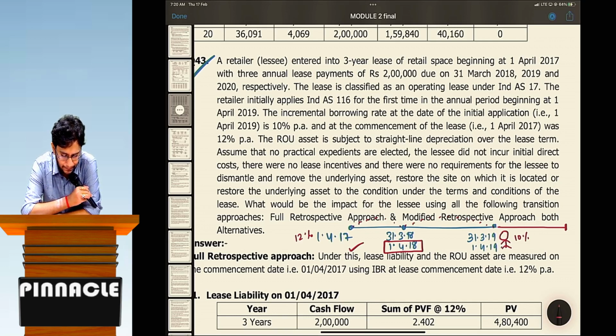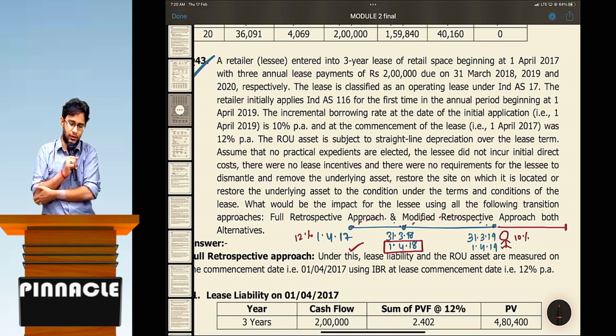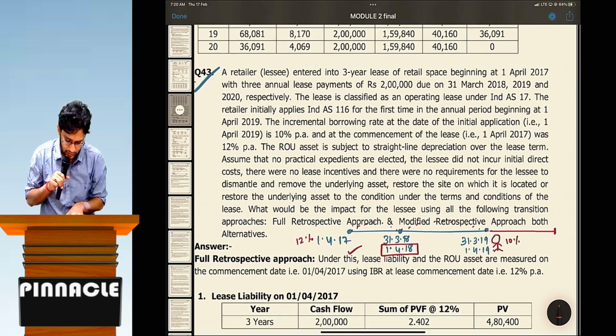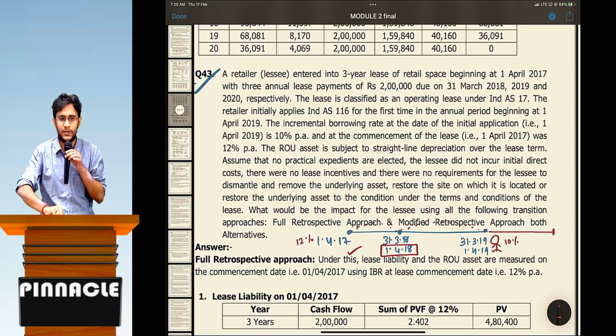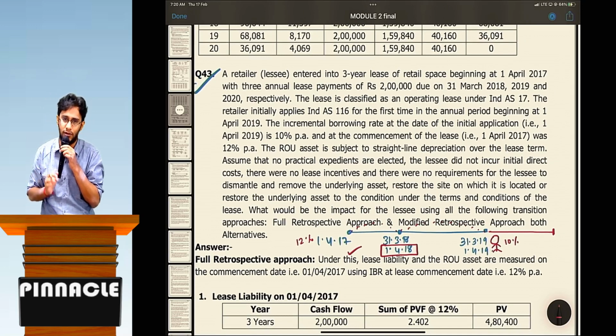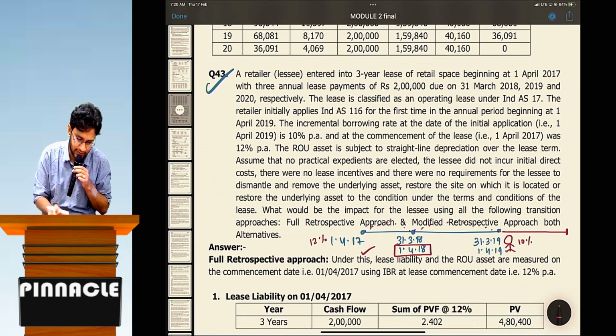What would be the impact for the lessee using all the following transition approaches? Full retrospective approach, modified retrospective approach with both alternatives. Both alternatives are for the ROU asset, sir; for lease liability there is only one alternative in modified. Chalo sir, let us first do full retrospective approach. That is very easy to execute, understand also easy, execution also easy.